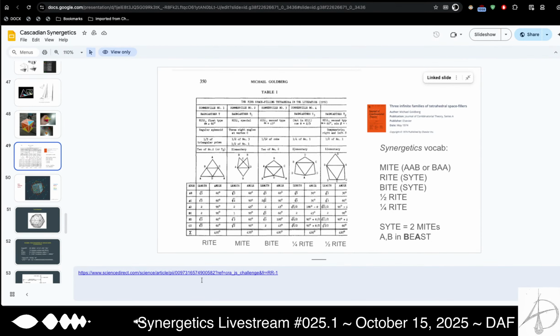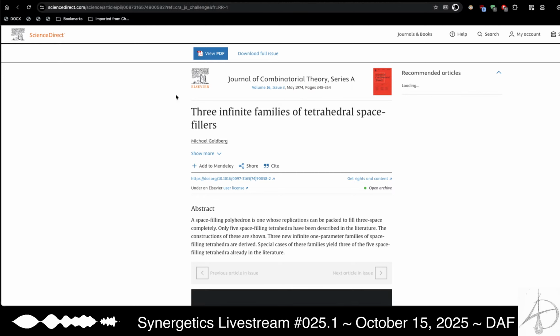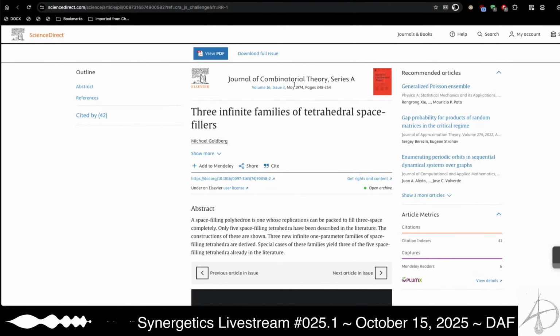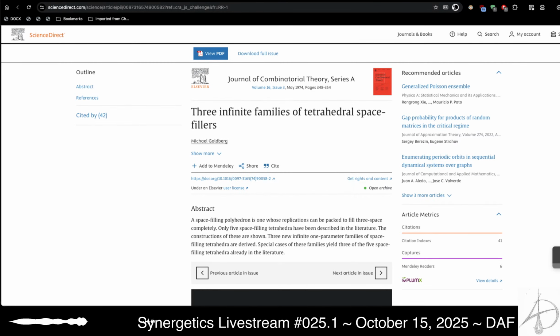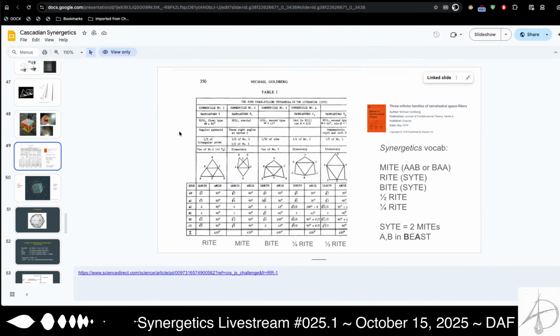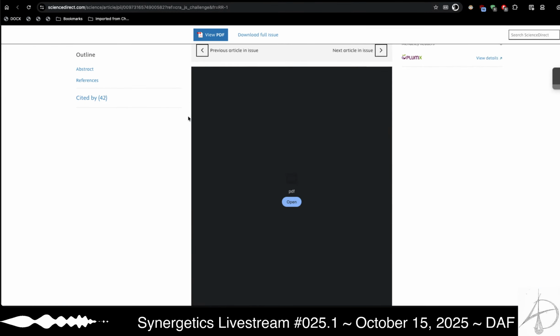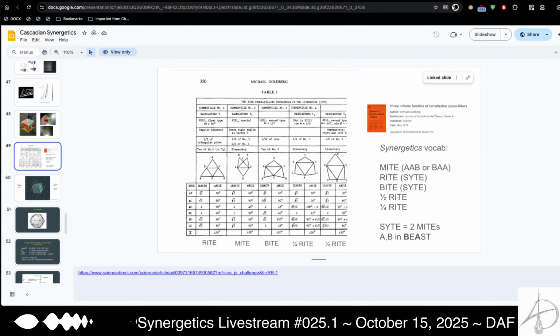This is a table from the paper of Goldberg, 1974, 3 infinite families of tetrahedral space fillers. And the way that these plane net representations and tables that are summarized in that 1974 paper relate to the Synergetics namespace of talking about the Mite, which is 2 of one and 1 of the other composition, concatenation of A and B modules, the Rite, the Byte.